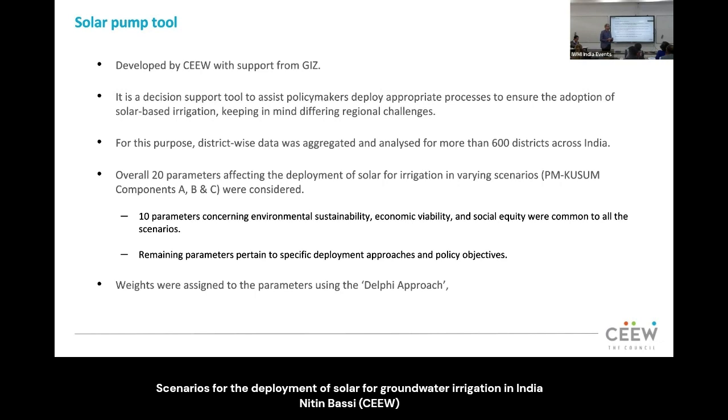And the weights assigned to each of these parameters are based on the Delphi technique. Which basically means that you can use the tool, have a stakeholder consultation and decide what weightage you would like to give to these 20 parameters. This exercise was done by us, so on the basis of results, we assigned the weights, but the tool provides you an option. It is in the public domain. If you want to use it, you can assign different weights and see how it can work. Right now it is only at the India level.